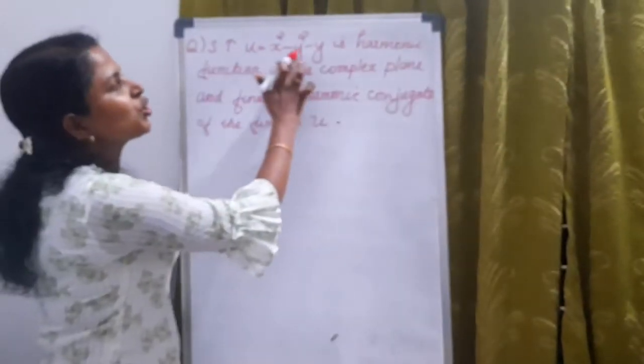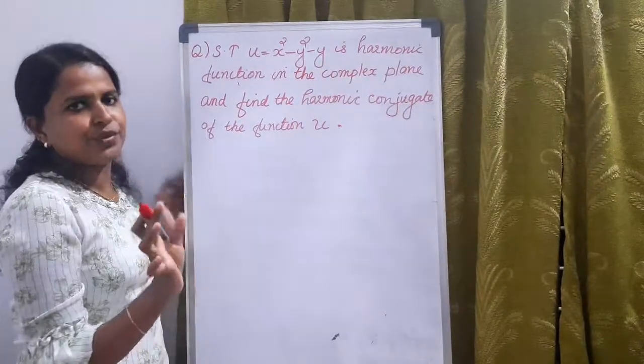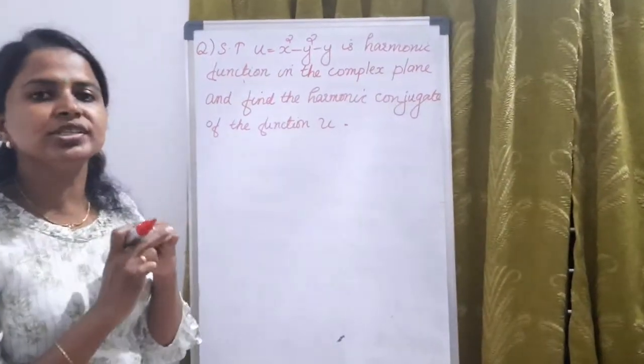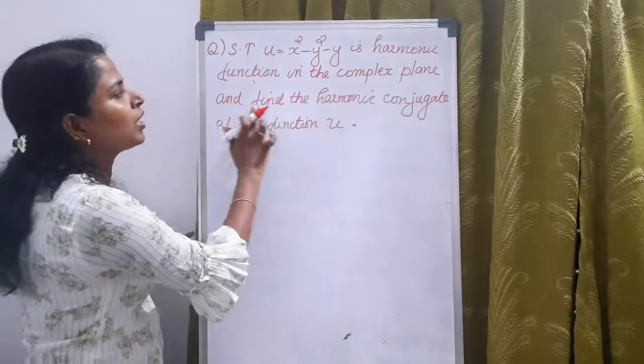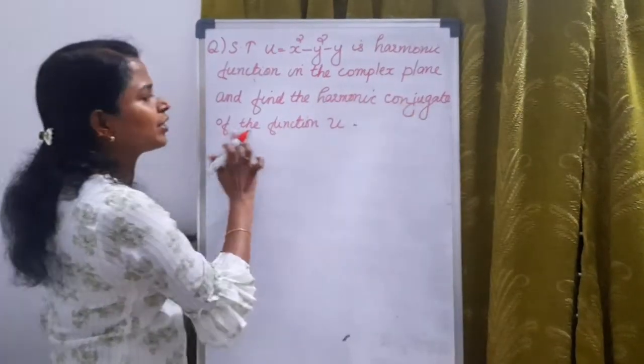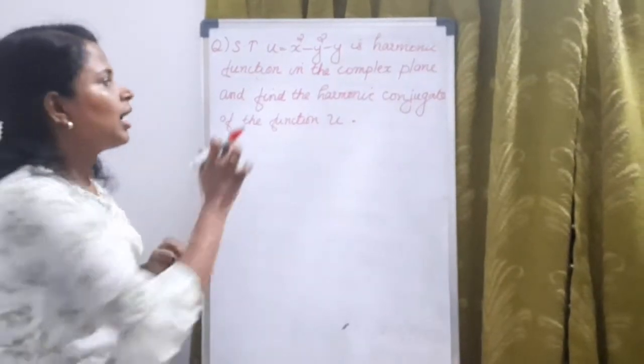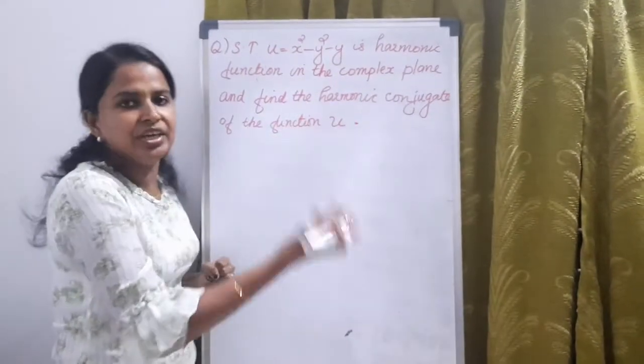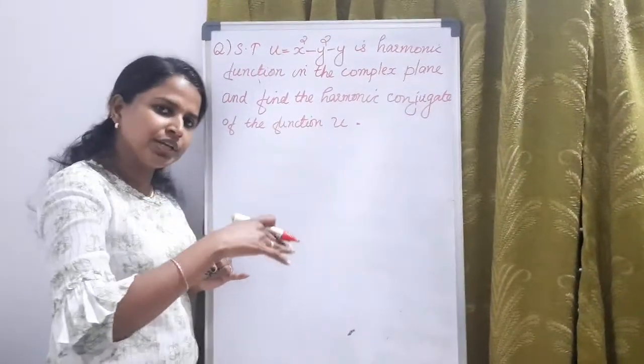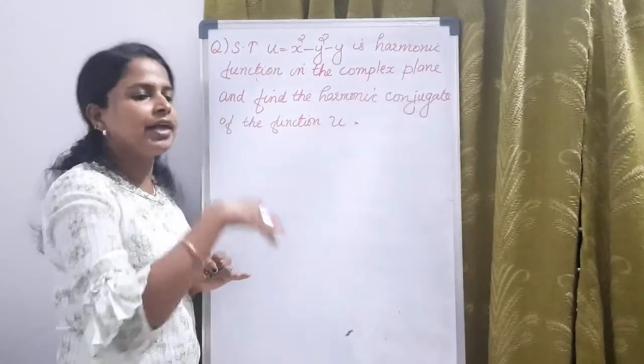The first part is to show that u is harmonic. Then the second part is to find the harmonic conjugate of u. What is the harmonic conjugate of u? The harmonic conjugate of u is v, and the harmonic conjugate of v is u.